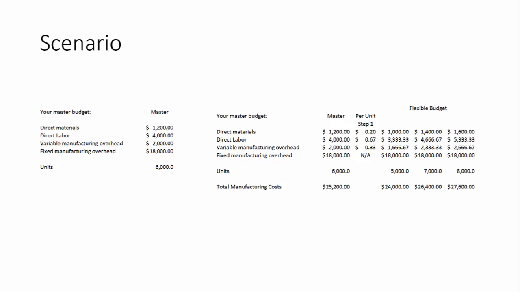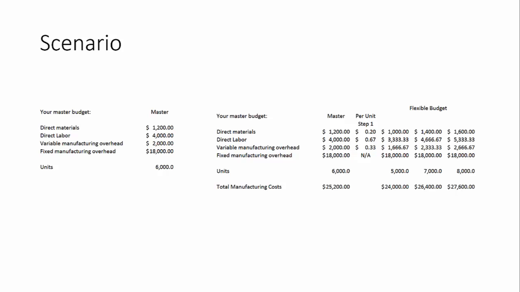So first of all, we have to come up with our per unit cost for each of the variable pieces. So direct materials is variable, direct labor is variable, and of course our variable manufacturing overhead is a variable piece. So we take the $1,200 and divide by the 6,000. That gives us 20 cents per unit. If we take the direct labor of 4,000, divide by the 6,000 units, we get 67 cents per unit. Variable manufacturing overhead is 2,000, divided by the 6,000, we get 33 cents per unit. Fixed manufacturing overhead, we do not do that calculation because it is a fixed amount.